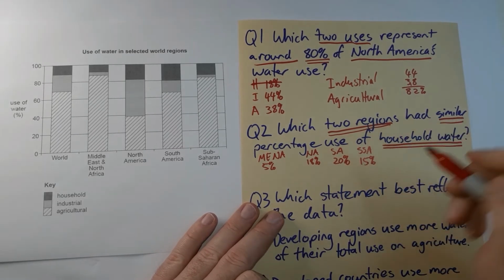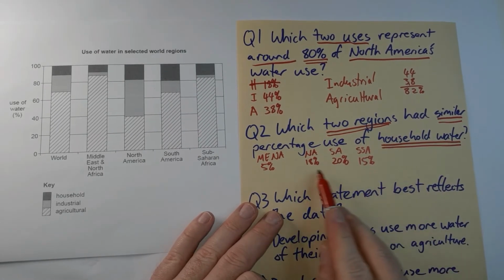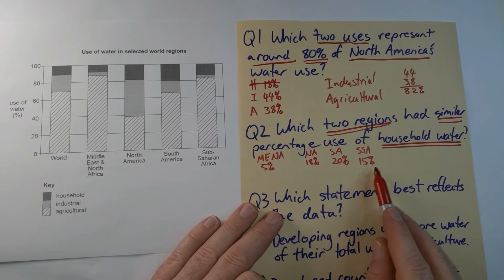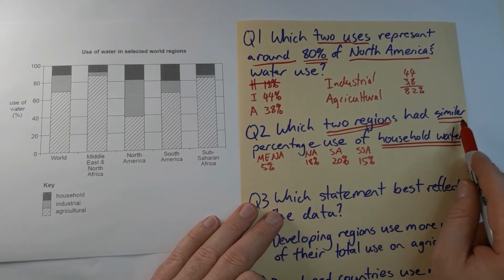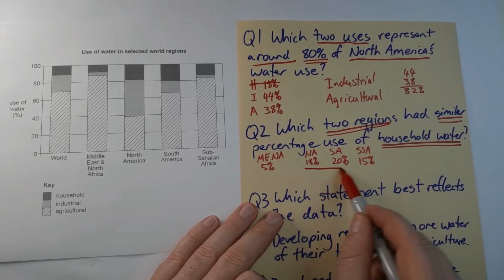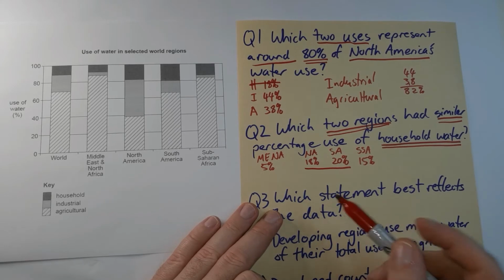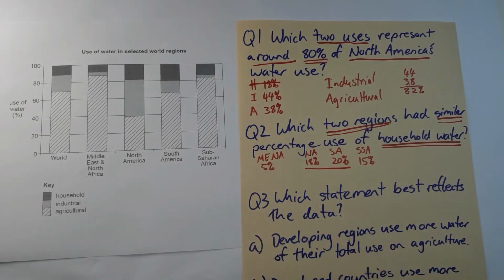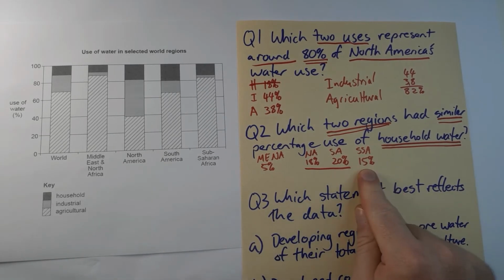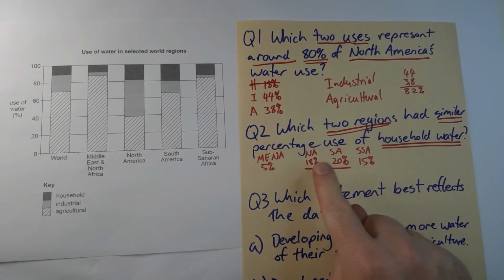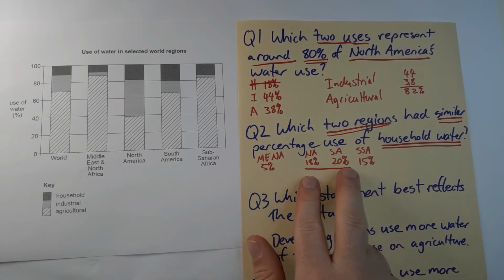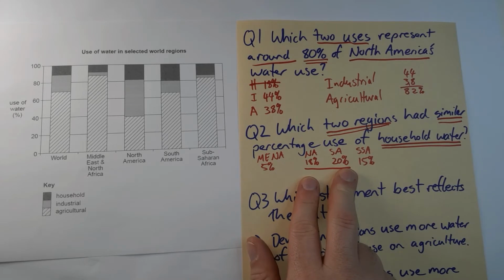Now, this is slightly debatable. Look how close these 3 numbers are. But if I'm looking for the ones which are most similar, I'm going to go for these 2, North and South America. That's what my answer would be for that question. Sub-Saharan Africa does look pretty close to North America, but I think these 2 are slightly closer together.